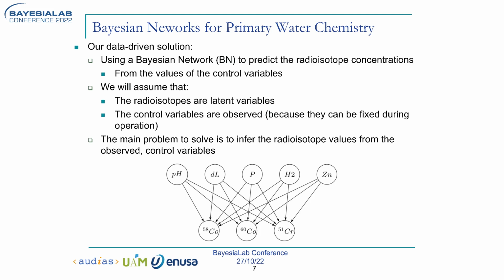At the first approach to this problem, we tried a Bayesian network that was fixed by the expert knowledge of the people at ENUSA. They suggested that the control variables would be connected to all the radioisotopes, and the dependencies would be established in this way. So the structure of the network was fixed. At the end of this presentation, we will talk about the possibility of inferring the structure from data. Work is in progress to achieve that. But in this research, we fixed the structure and trained the parameters of this structure.